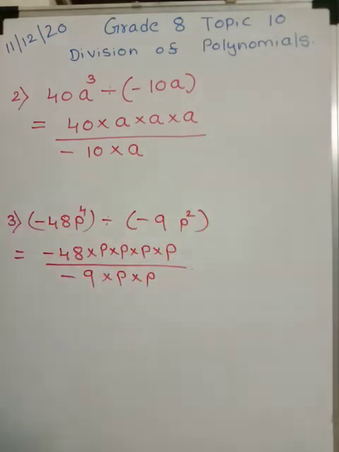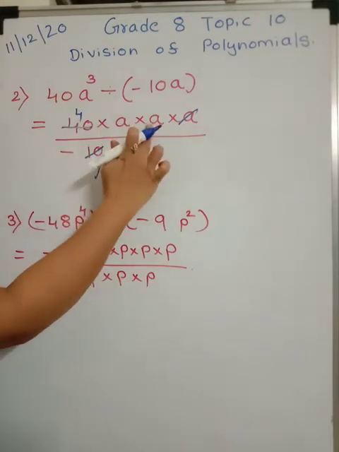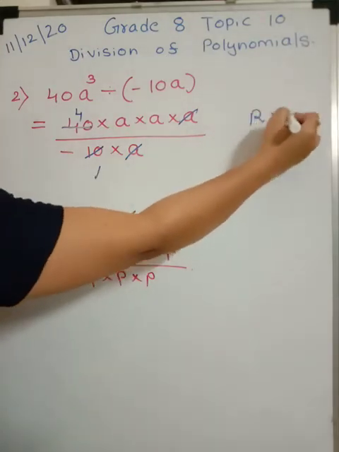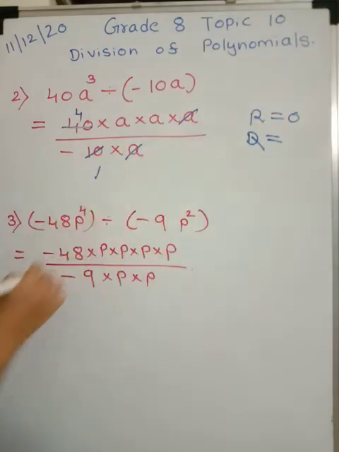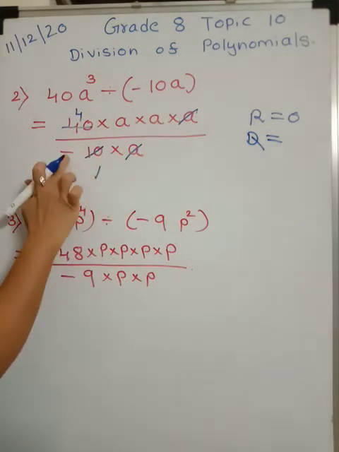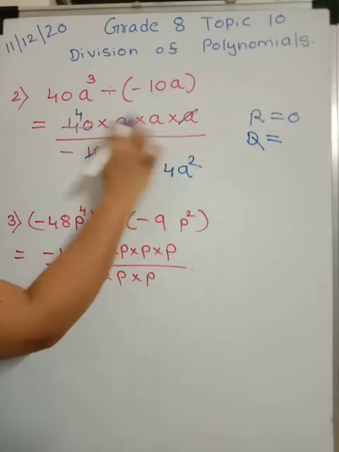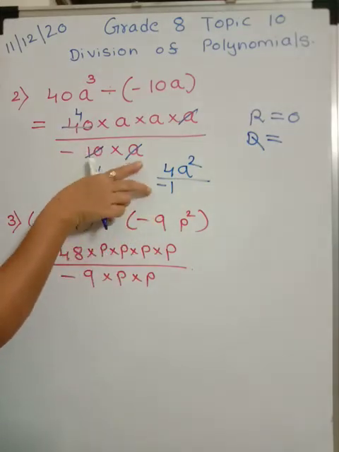Now see, it is 40a cube divided by minus 10a. First of all, a will be cut off. Then 10 ones are 10, and 10 fours are 40. So we are left with 4 into a square. Completely divisible, that means the remainder will be 0. So first you write remainder is 0. After dividing this, whatever you are getting, that is your quotient. So what is the quotient? 4a square upon minus 1. A into a is a square, upon minus 1. In division and multiplication, opposite signs give minus. Multiplication or division, it is always minus.